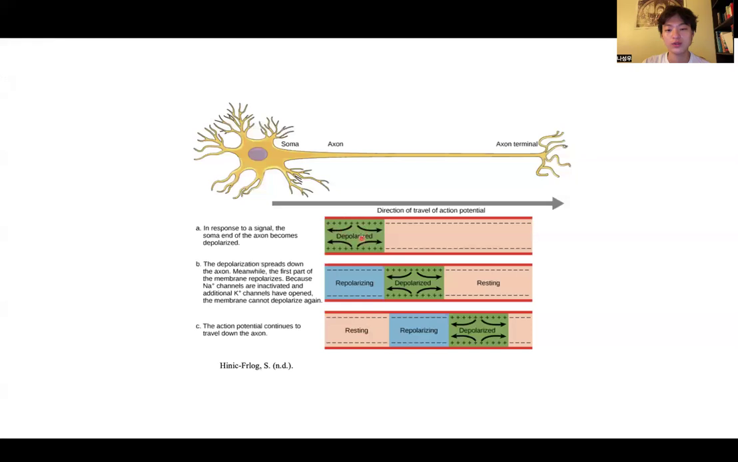When one space is depolarized, that depolarization will move along, making the neighboring part also depolarized. Cations move here and make this go over a threshold again. However, the space that was depolarized goes into an absolute refractory period, which means the sodium channel doesn't open again. This makes the action potential travel in one direction.